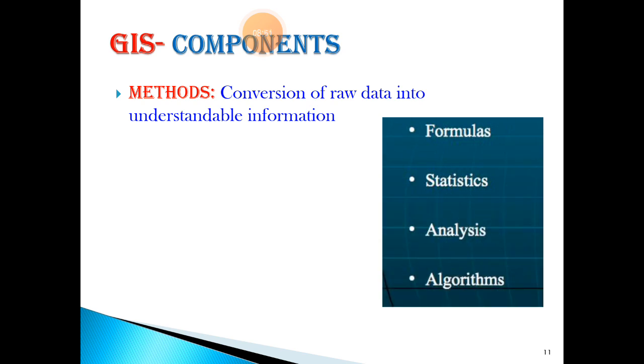The next component of GIS is methods or procedure. It is the stage in which the raw data or real data is converted into understandable information that could be processed. So it includes various formulae, statistics, analysis, and algorithms that could be used to change the data into information. It includes various models and operating practices which are very unique to each type of organization.